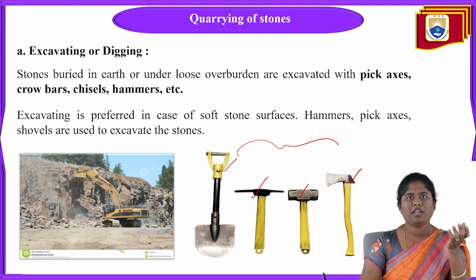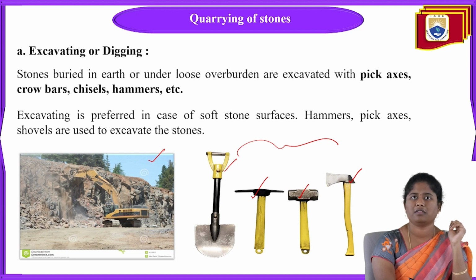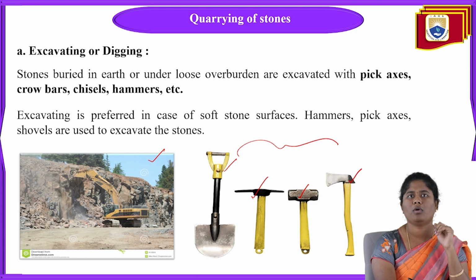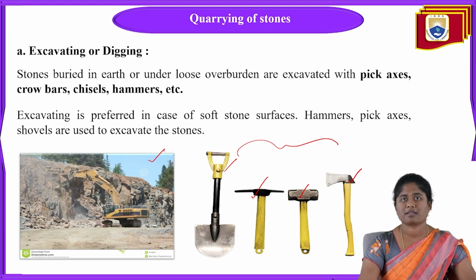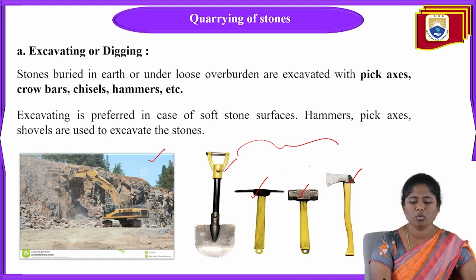There you can see the first picture. In this one you can see the quarrying. After the breaking of the stones, they use vehicles to move the stones from one place to another. There you can see the picture, the stones are in a structure like laterite, which is nothing but clay rock. This excavating process is only for soft stone surfaces. By using these four tools, and crowbars also, we are going to excavate.